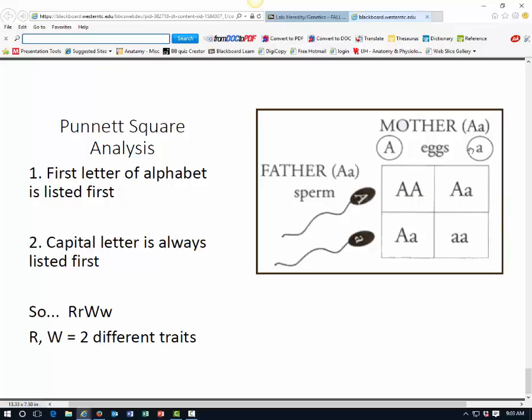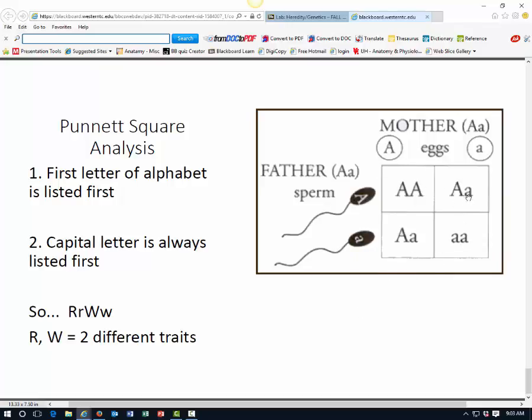If this sperm would fertilize one of these eggs, we would have big A, little a. And if this sperm would fertilize this egg, we would get big A, little a. And if this sperm would fertilize this egg, we would get little a, little a. So we always put the capital letter first when we do Punnett square analysis. And this tells us what the probability is for these particular parents and the different egg and sperm combinations they're going to have if they came together.